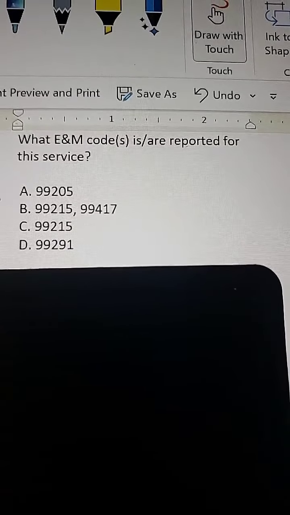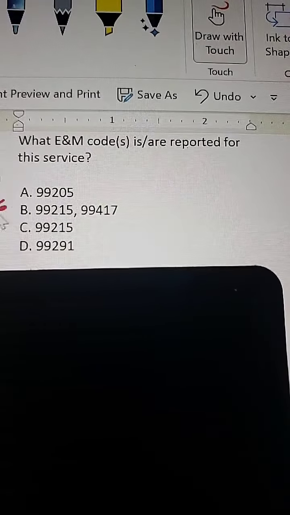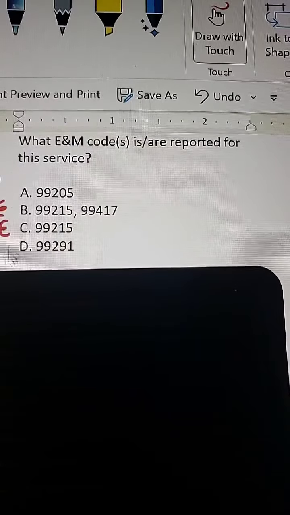New patient. And we've got established, and my favorite code, which is critical care.